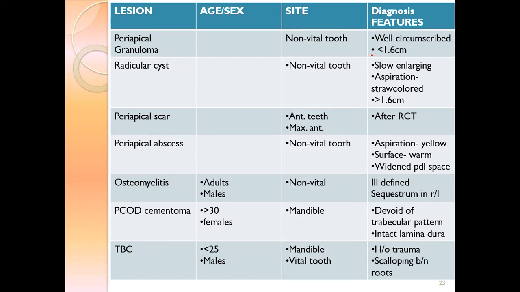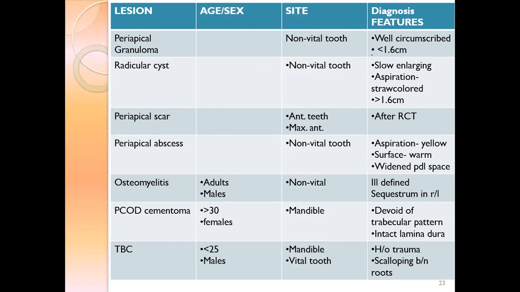Periapical scar, usually it is seen in root canal treated tooth. Periapical abscess, the usual site being a non-vital tooth, and the aspiration gives a yellow colored fluid with a widening of periodontal ligament space. Osteomyelitis, which is usually seen in adult males, and the radiographic feature shows sequestrum within the radiolucency. Periapical cemento-osseous dysplasia or cementoma, in that case, the tooth is vital, and a well-defined radiolucency is seen below the vital tooth.